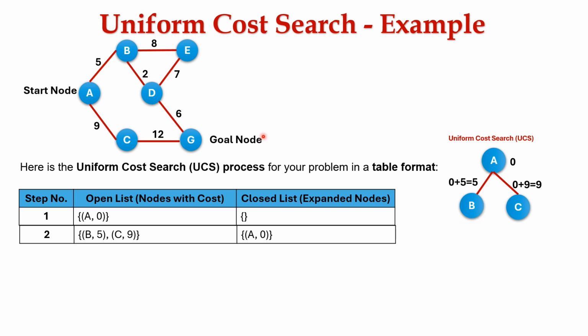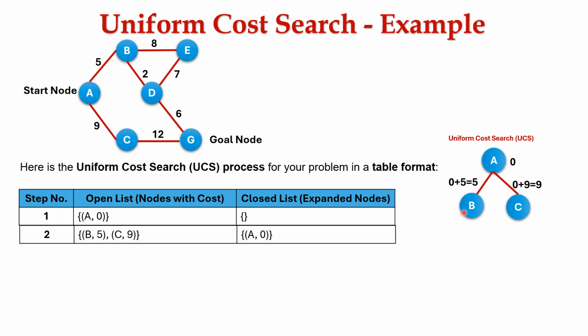Now let's check out the neighbor nodes for node B. The neighbor nodes are A, D, and E. Since we have expanded the node A, we can skip it and we can choose the nodes D and E for further expansion. So the cost required to reach D from B is 2 and the cost required to reach E from B is 8. The same can be updated in the table.